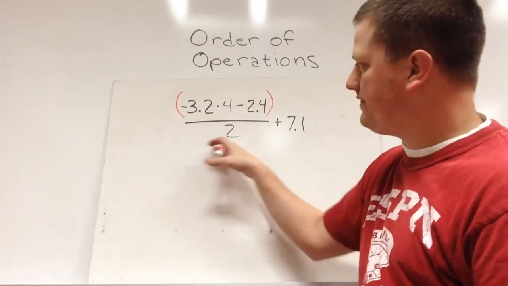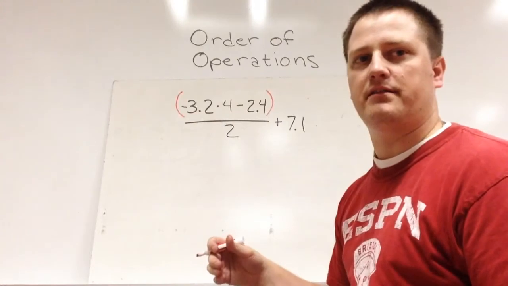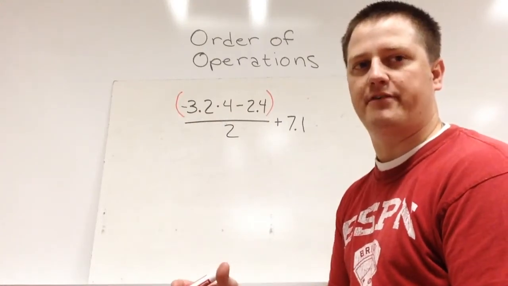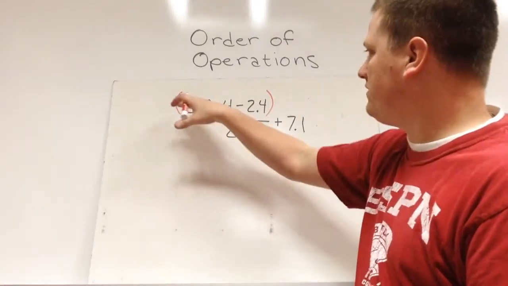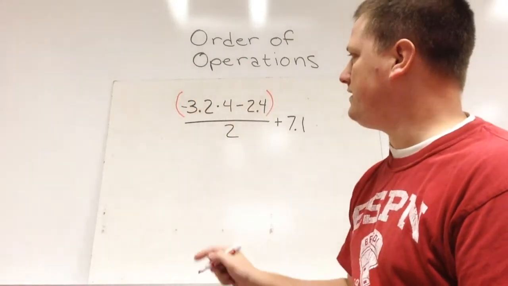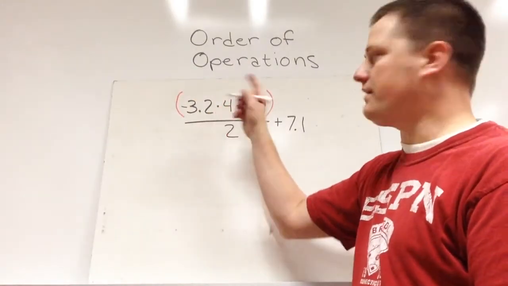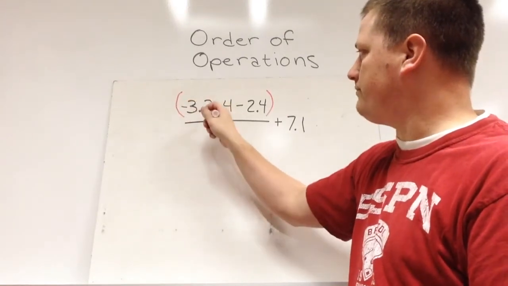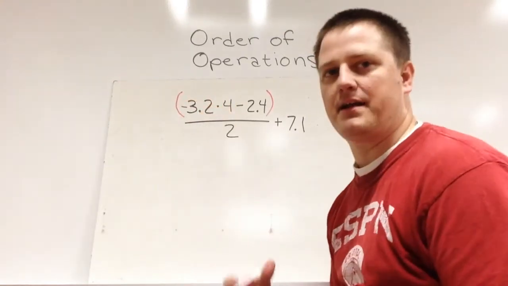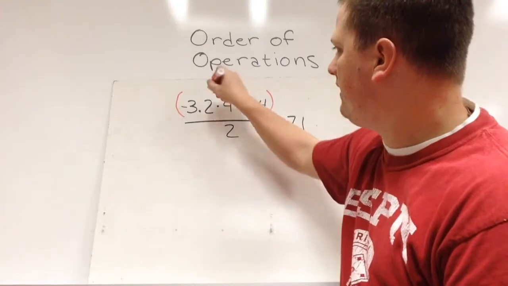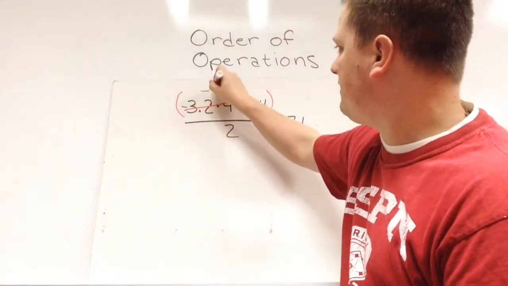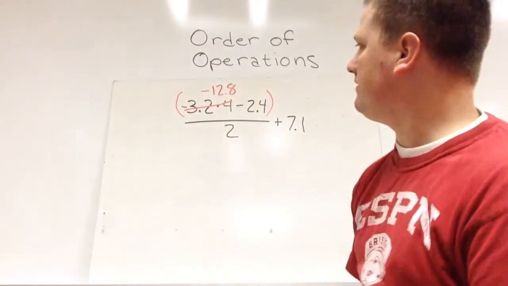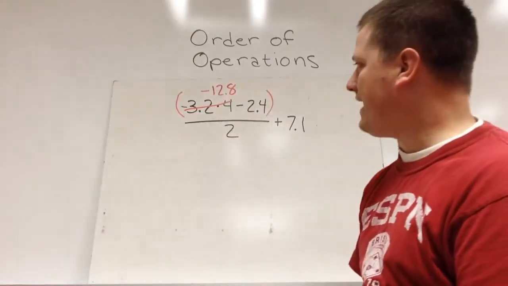If there was more than one thing on the bottom, it'd be like there's a parentheses around that, and we'd want to do that first also. So we have to do all the math inside that parentheses. So we've got times and subtract. So we'll do this times first. So negative 3.2 times 4. Get out a calculator if we need it, or do the longhand. That is negative 12.8. We then want to subtract 2.4.